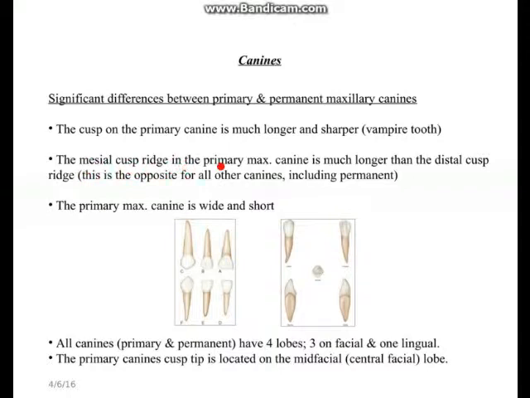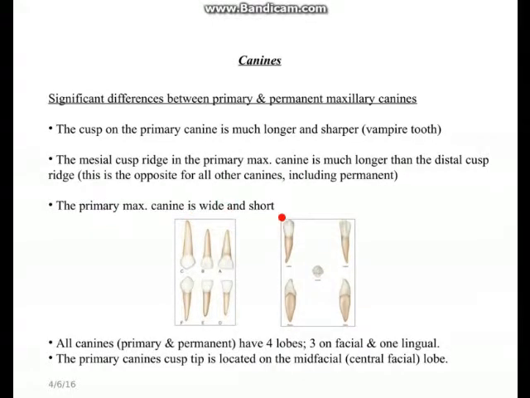The mesial cusp ridge on the primary maxillary canine is much longer than the distal cusp ridge. Now remember, if you remember the lecture of the permanent canines, this was vice versa. The mesial cusp ridge was way shorter than the distal cusp ridge, but that's not the case in the primary canines. It's the opposite for all other canines, including permanent. So it's the opposite even for mandibular canines. Only maxillary primary canines have a mesial cusp ridge longer than the distal cusp ridge, while the primary mandibular canines and the permanent canines all have a shorter mesial cusp ridge. Okay.